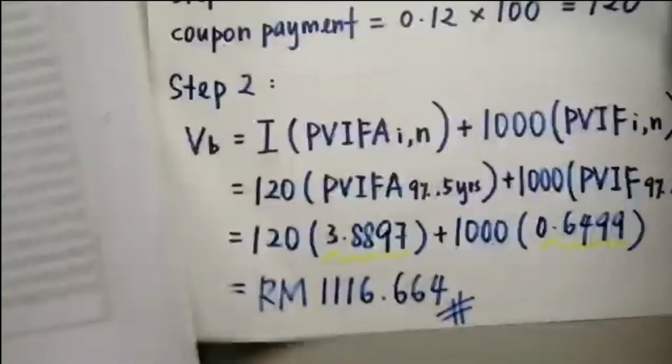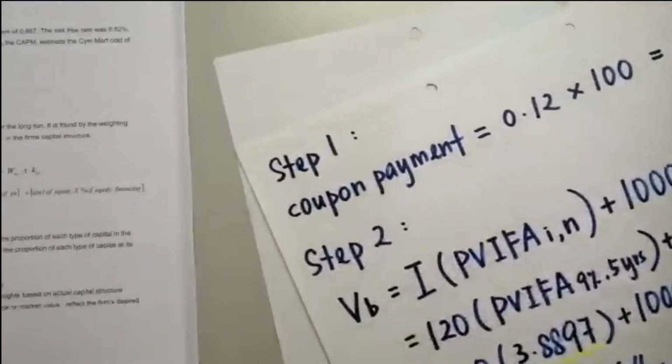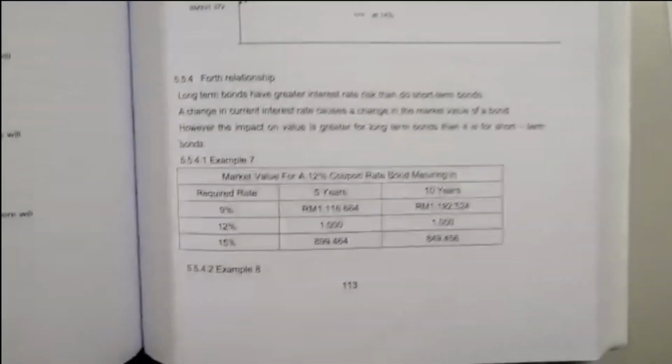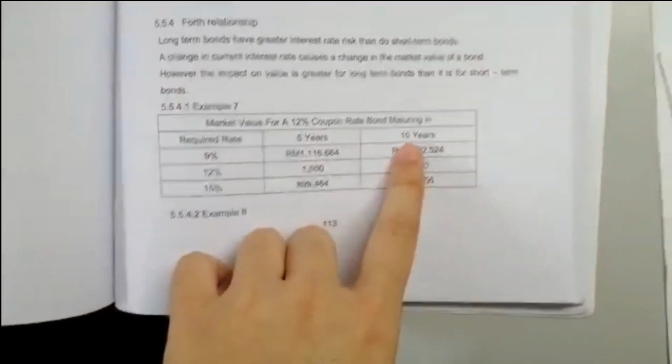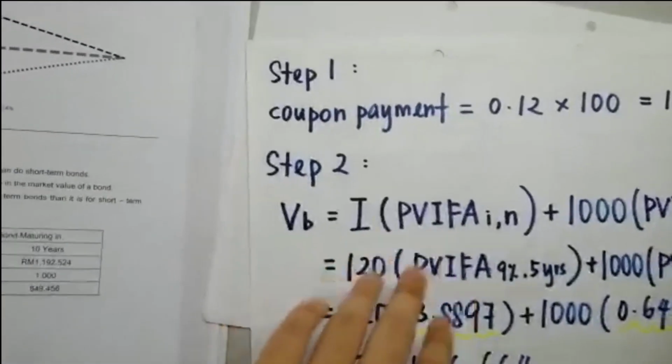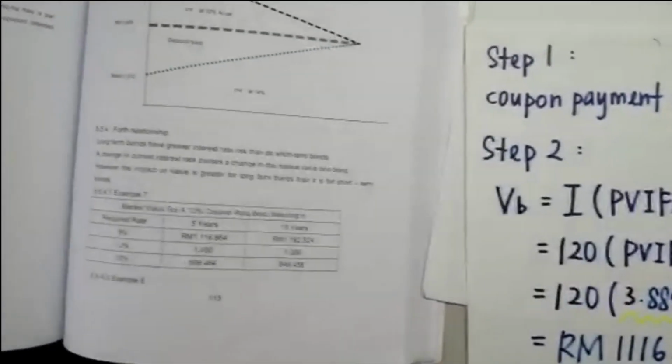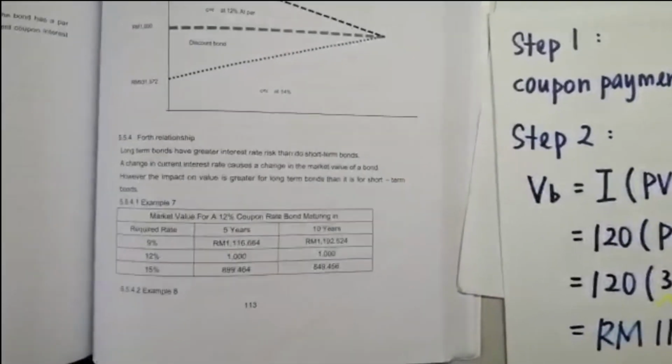And the other example is for 10 years. The 10 years is also calculated like just now, like this. That's all.